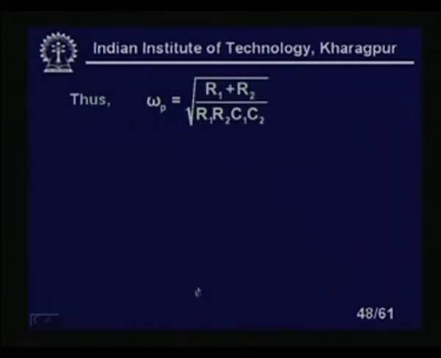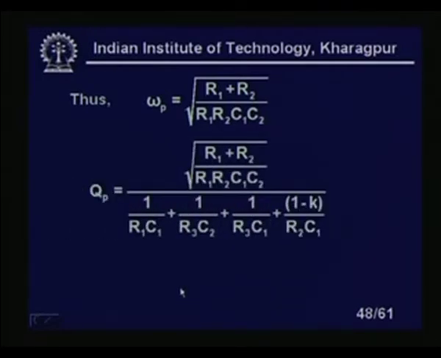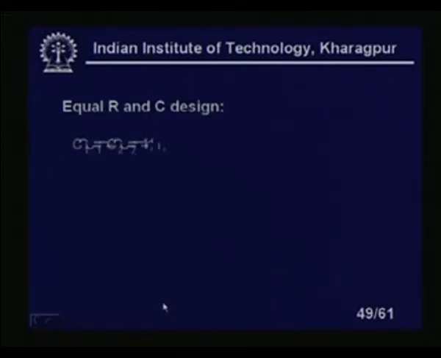So, as before we can find the pole frequency, pole selectivity and the gain from the expressions, which look like: omega p equal to under the square root R1 plus R2 upon R1 R2 C1 C2, QP equal to under the square root R1 plus R2 upon R1 R2 C1 C2, whole upon 1 upon R1 C1 plus 1 upon R3 C2 plus 1 upon R3 C1 plus 1 minus k by R2 C1, and capital K equal to small k upon R1 C1.